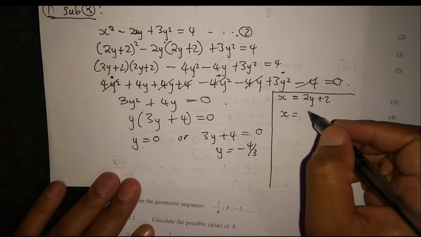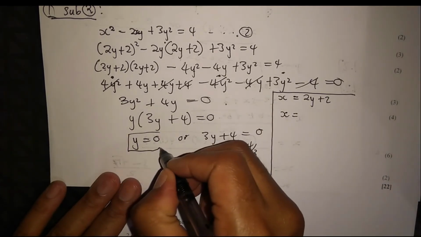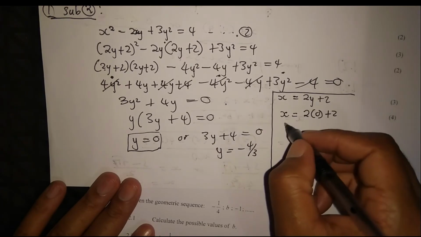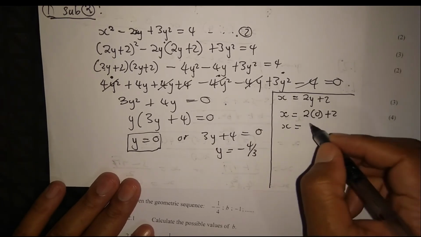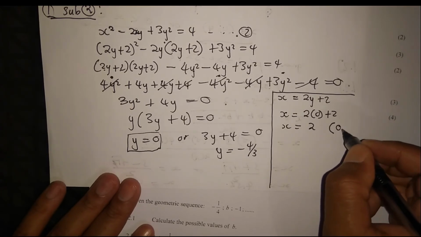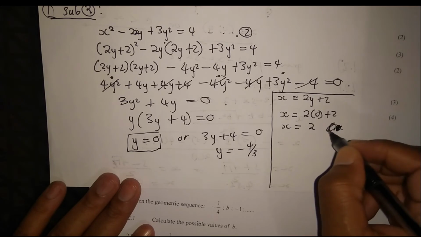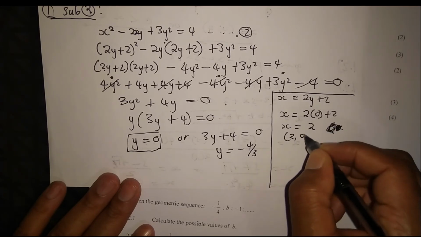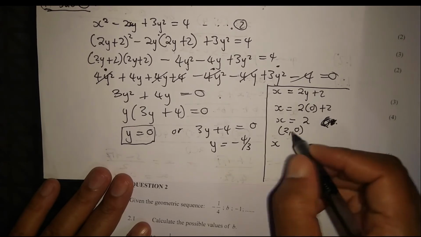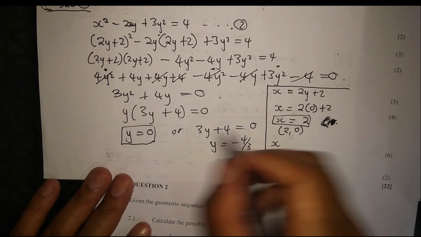X is equal to, for the first y of 0, it's 0 plus 2. X is equal to 2. So therefore the first solution as a coordinate is 2 and 0. Even if you don't write it like that, it doesn't matter as long as you have found your solutions, you see.